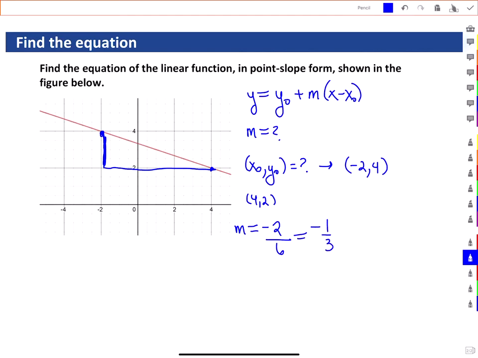If you chose different points or did it a little bit differently than I just did, then hopefully you would end up with the same answer. All right, so now go ahead and plug things back into my formula.